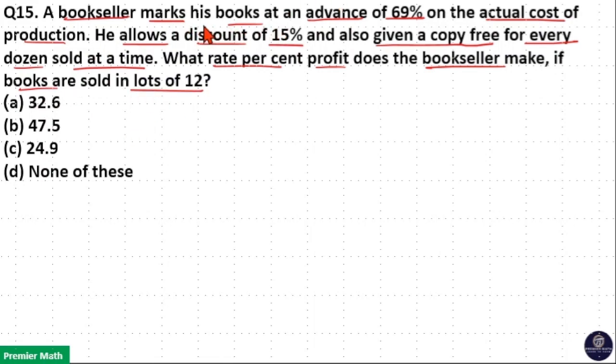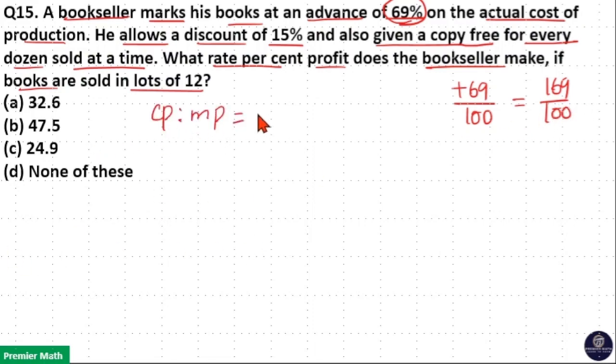Here the seller marks his books at an advance of 69% on actual cost, means if actual cost or cost price is 100, he marks it as 69%, that is plus 69. Now if 100 part is the cost price, 100 plus 69, 169 is the marked price. Now take the ratio of cost price and mark price, which is equal to 100 is to 169.